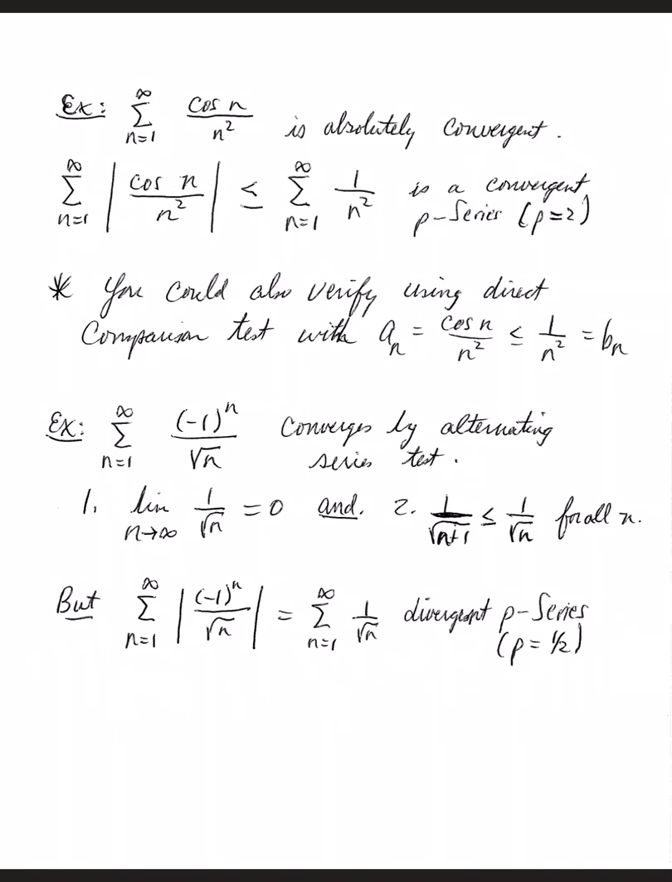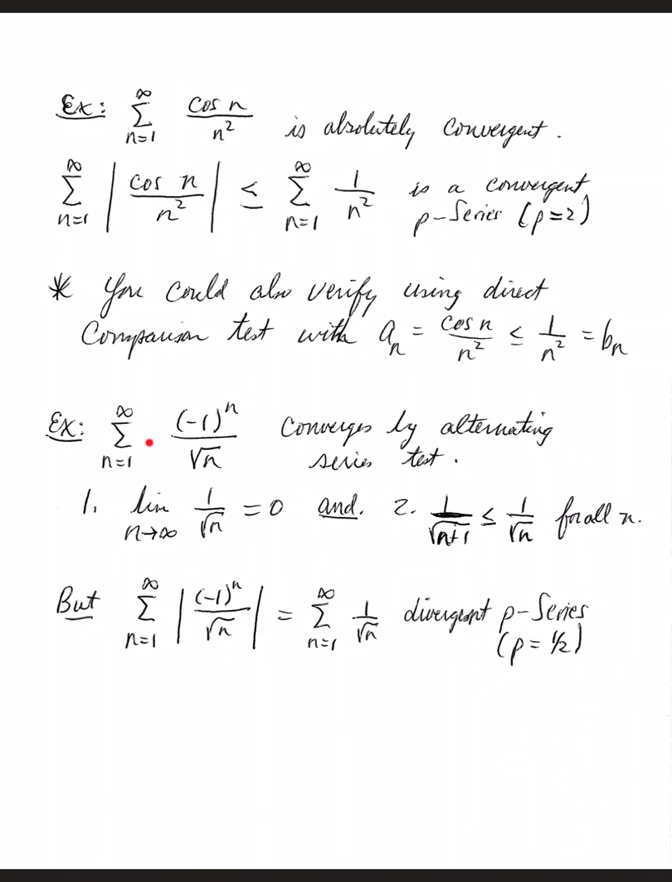You could also verify using the direct comparison test, where you have cosine n over n squared as your a sub n term, and then compare that to 1 over n squared. This fraction converges by P series. It's larger than this fraction, so by direct comparison, the smaller one must converge also.